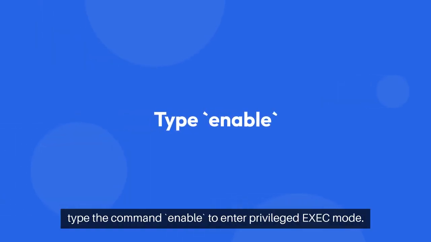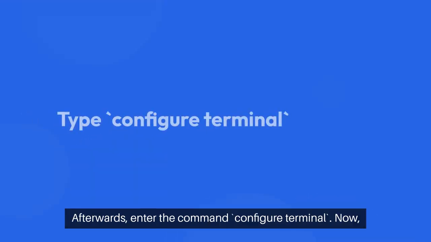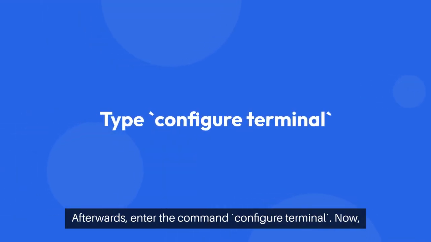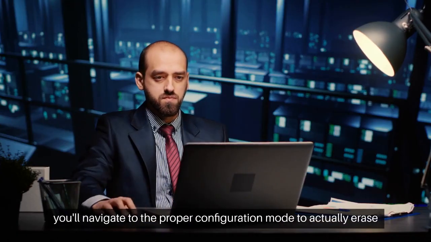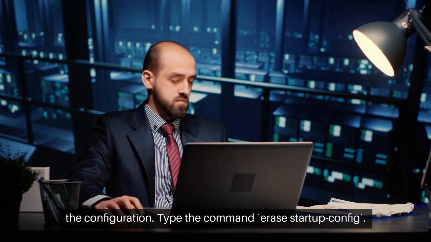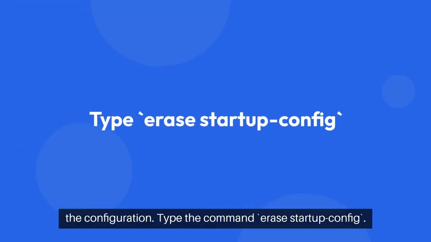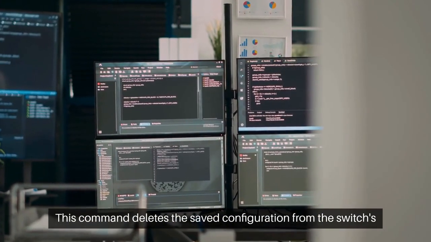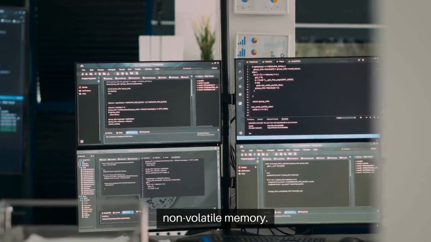Then type the command enable to enter privileged exec mode. Afterwards, enter the command configure terminal. Now, you'll navigate to the proper configuration mode to actually erase the configuration. Type the command erase startup-config. This command deletes the saved configuration from the switch's non-volatile memory.